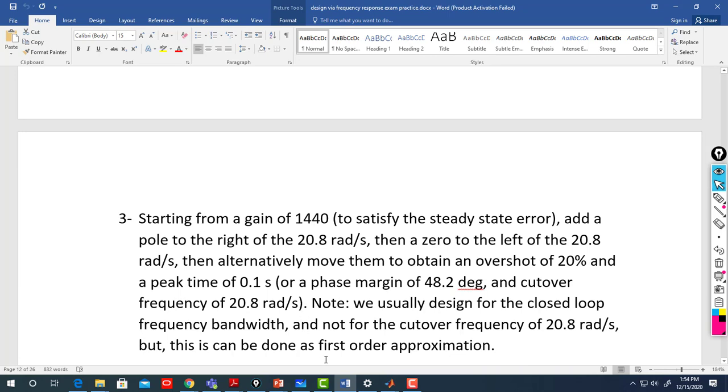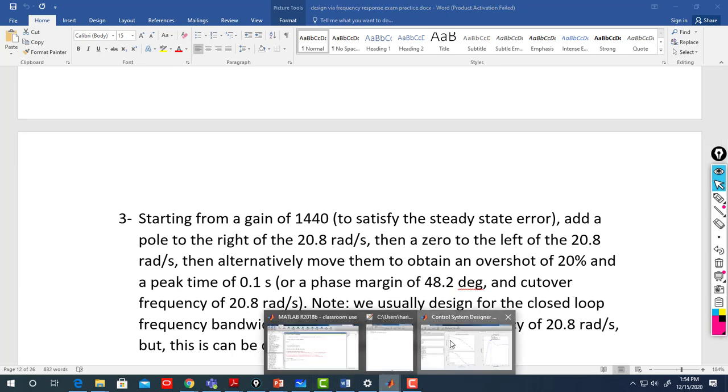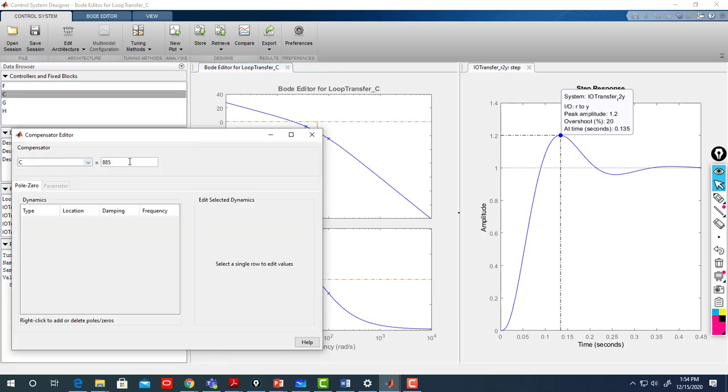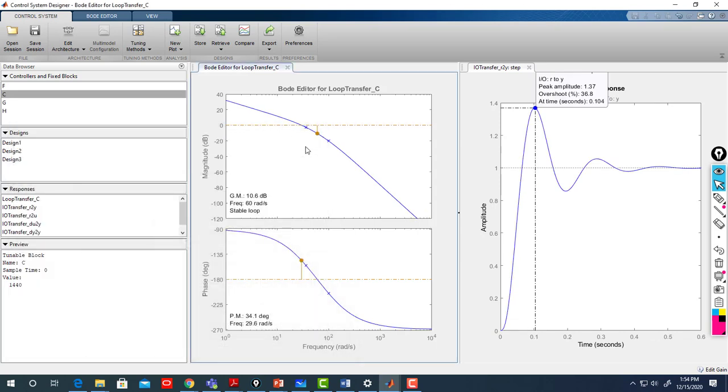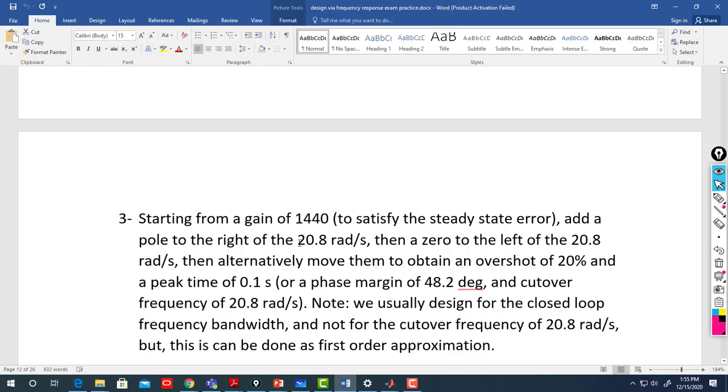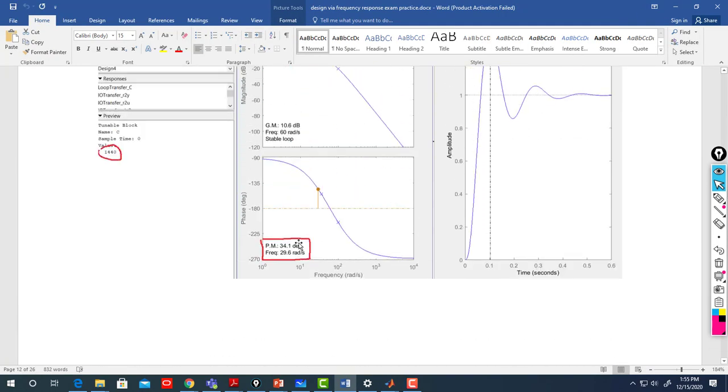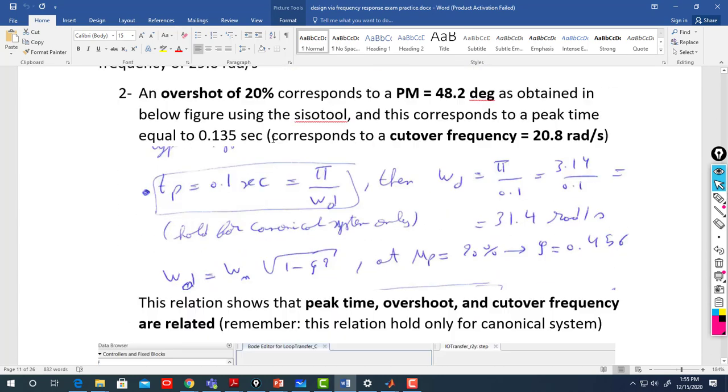So starting again from the 1440, which led me to a higher overshoot and a phase margin of 34. So now in step 3 they are telling you to start from here, and your goal is to move up to your design requirement. So your goal now is to move from step 1 to step 2.